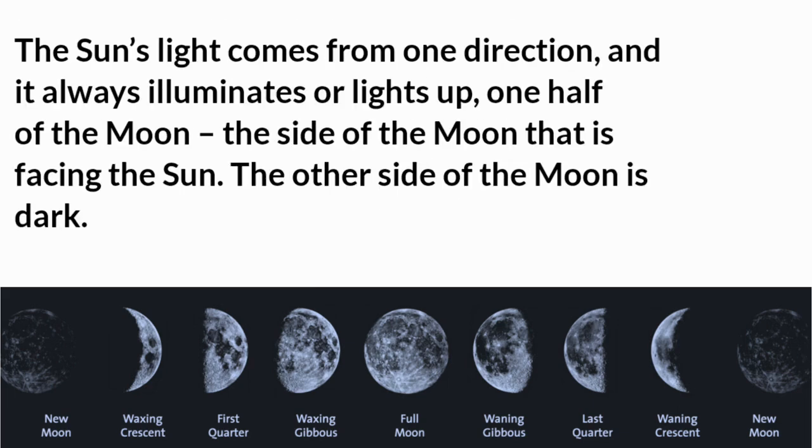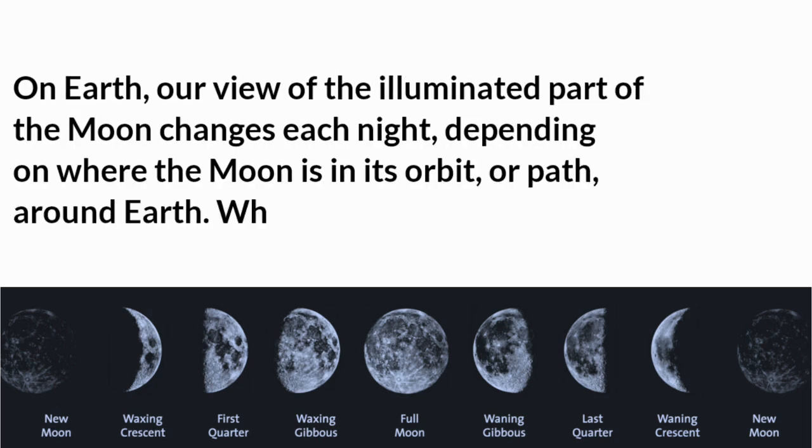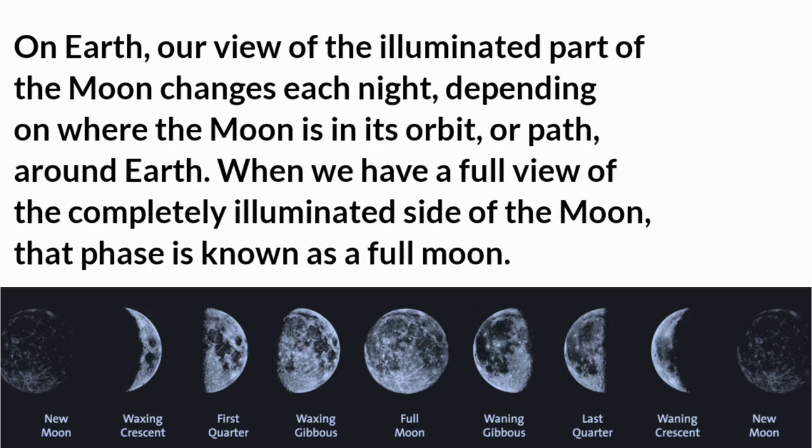The sun's light comes from one direction and it always illuminates, or lights up, one half of the moon. That is the side of the moon that is facing the sun, and the other side of the moon is dark. On Earth, our view of the illuminated part of the moon changes each night depending on where the moon is in its orbit or path around Earth.